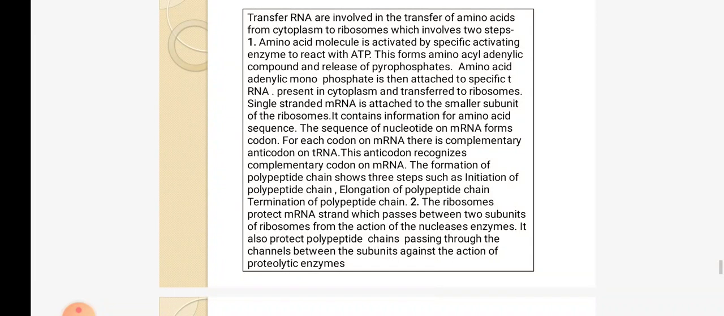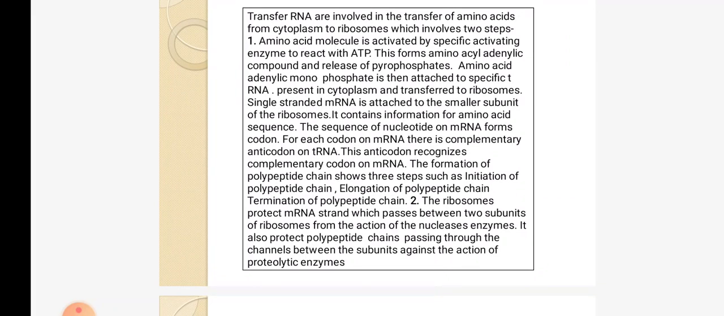The formation of the polypeptide chain shows three steps: initiation of the polypeptide chain, elongation of the polypeptide chain and termination of the polypeptide chain. In the second step, the ribosome protects the mRNA strand, which passes between the two subunits of the ribosome, from the action of nuclease enzymes. It also protects polypeptide chains passing through the channels between the subunits against the action of proteolytic enzymes.